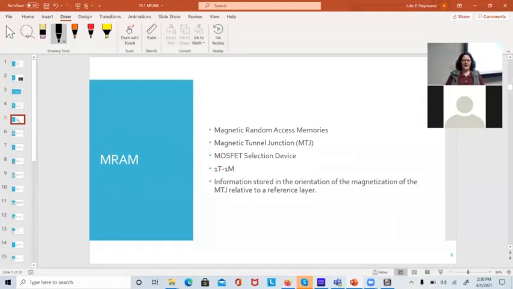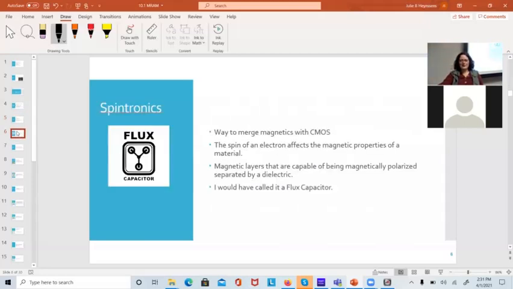They really had an opportunity here. When I first looked at these devices, I knew the name of them. And unfortunately, I didn't get to name them because I would have called it a flux capacitor. It doesn't take 1.21 gigawatts though.